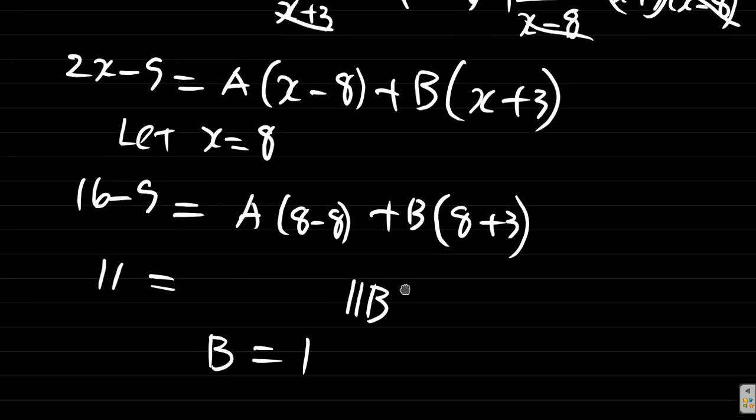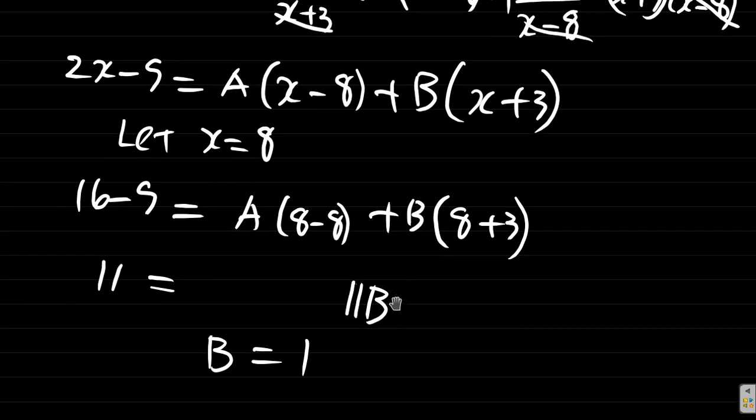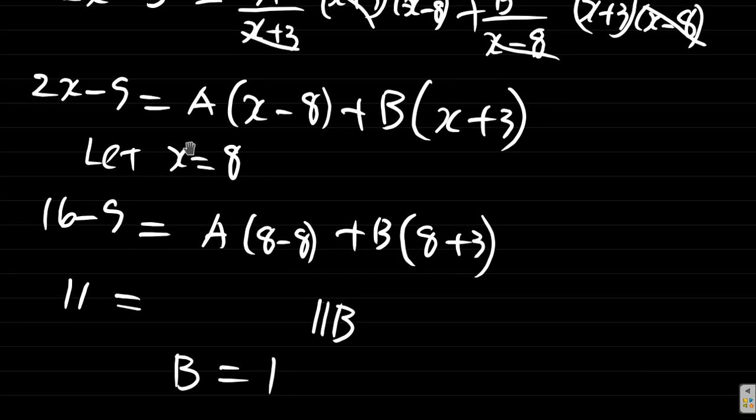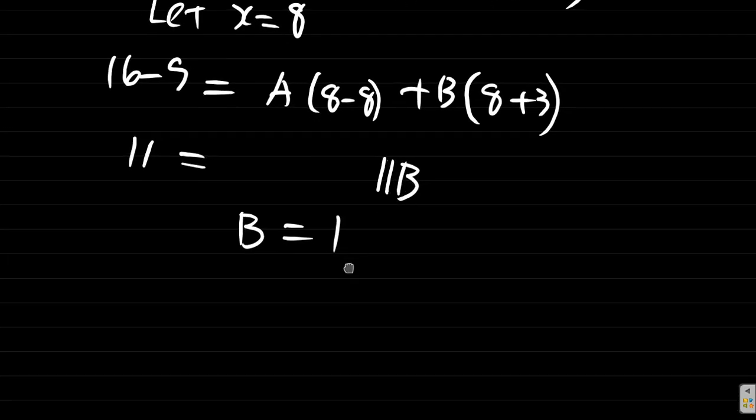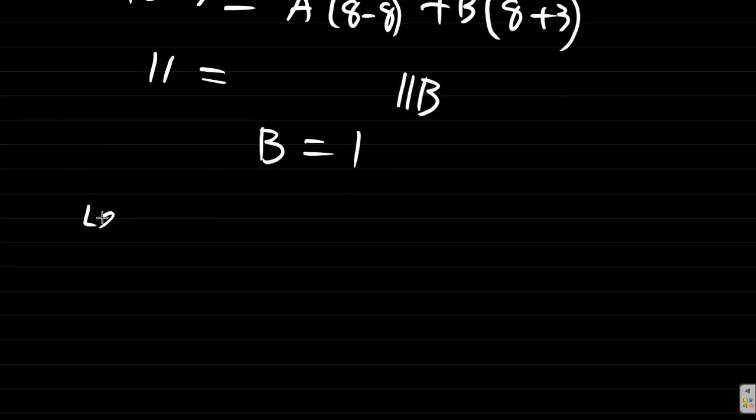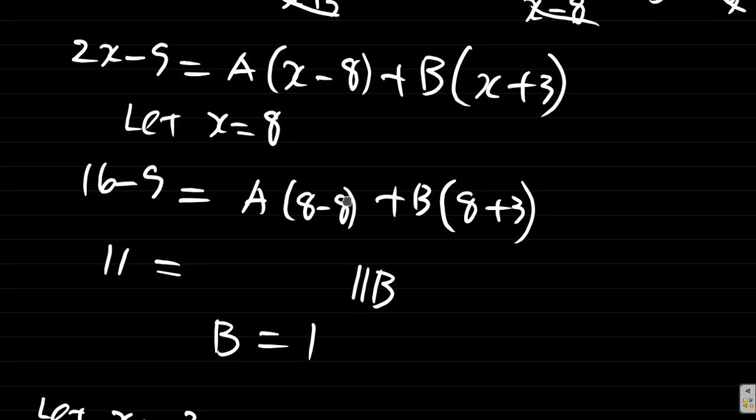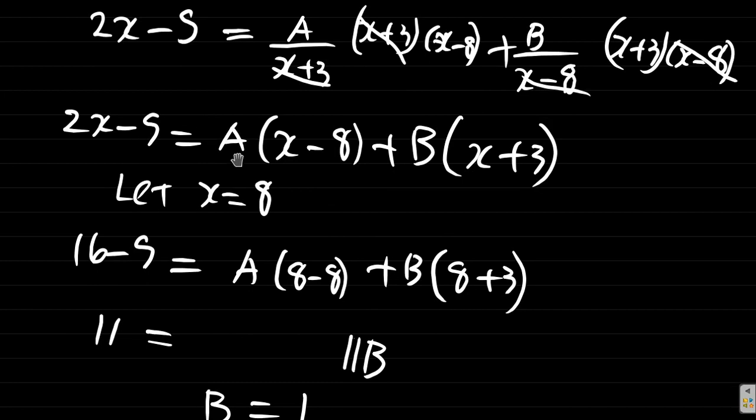Now, what about a? Let's get rid of b. What do we do to get rid of b? We let x equal negative 3. So, let x equal negative 3. What would happen here? We'd have 2 times negative 3, which is negative 6.